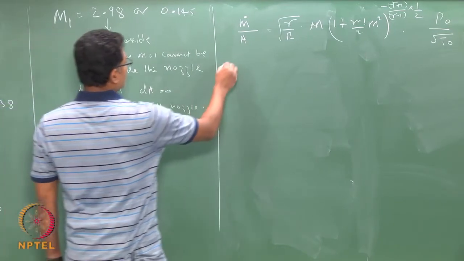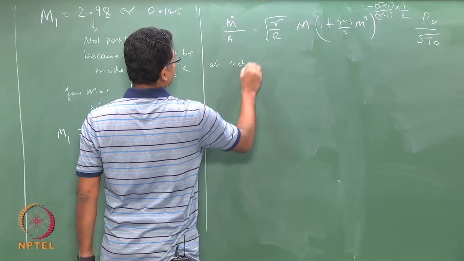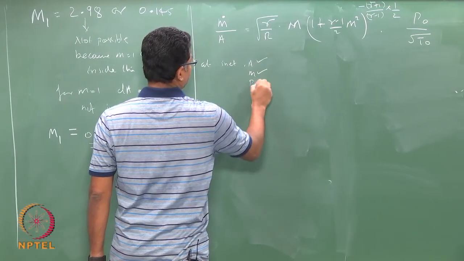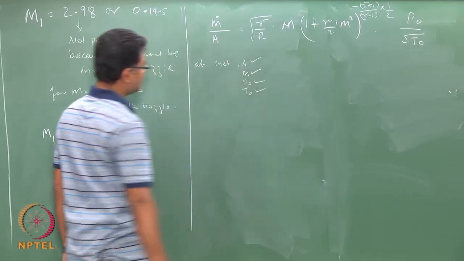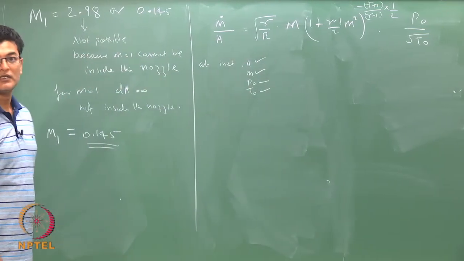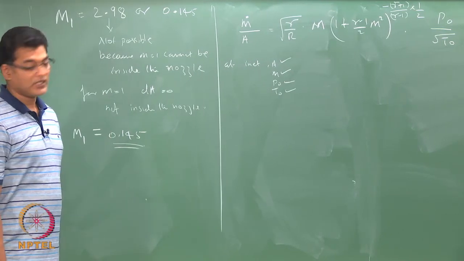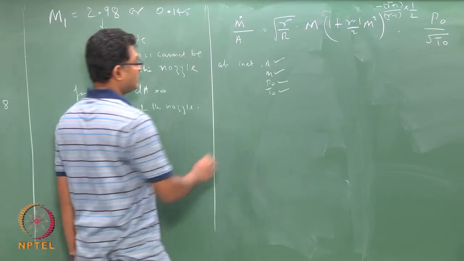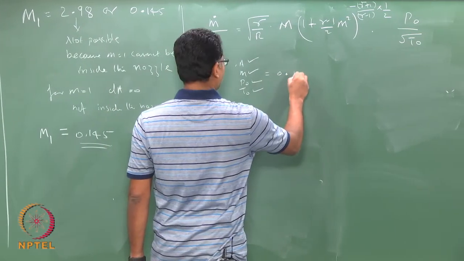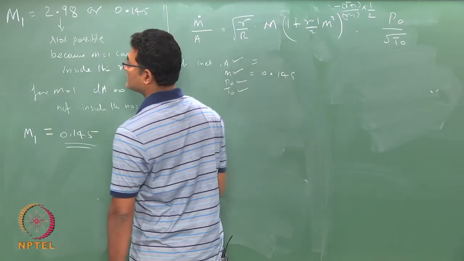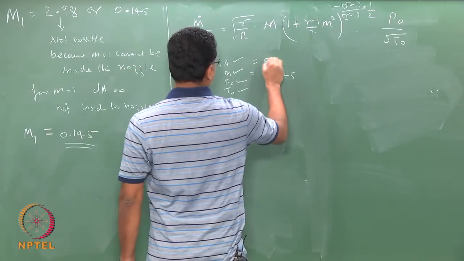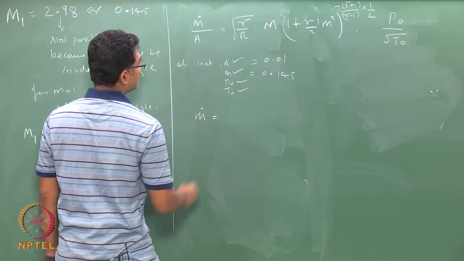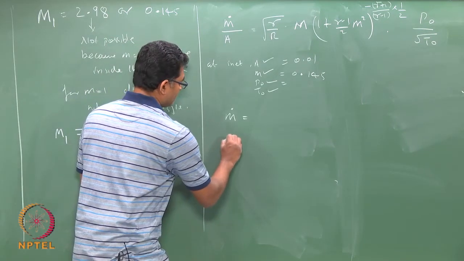So, at inlet we know all the values. A is known, M is known, P0 and T0 anyway is not going to change along the nozzle. So, I can substitute this value and find my m dot. So, your M is 0.145 and your area is 0.01.